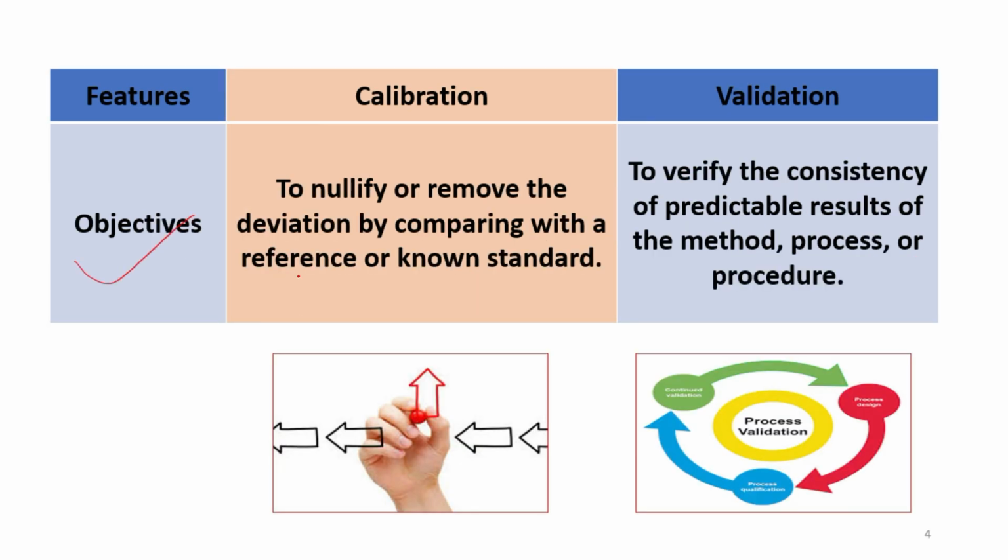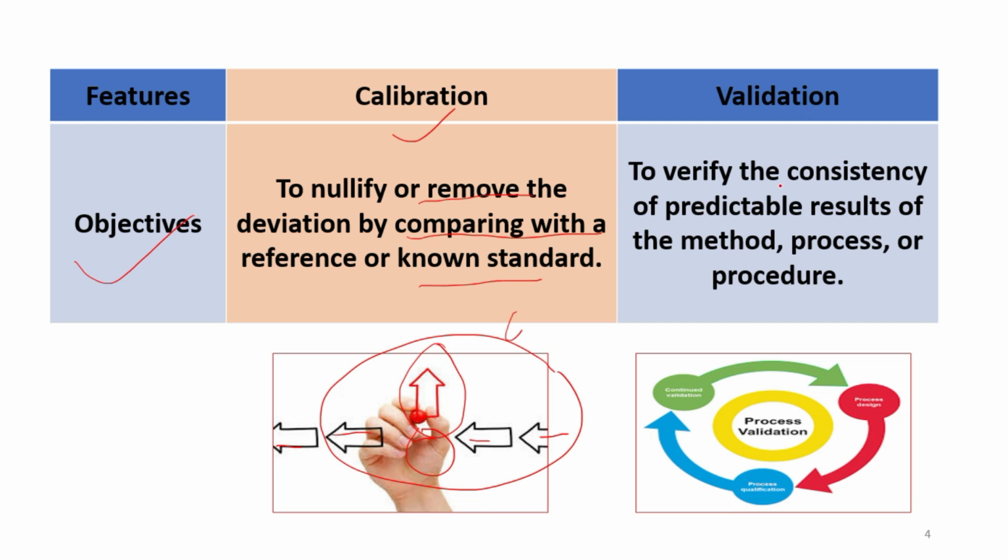Next is features. What are the objectives? To nullify or remove the deviation by comparing with a reference or known standard. You can see this is just an image where, if we are using any instrument and going with the flow, we don't know whether it is correct or not. But if we are doing calibration, then we can easily know what the issue is and where the issue is, and we can stop at that point only to avoid getting wrong results.